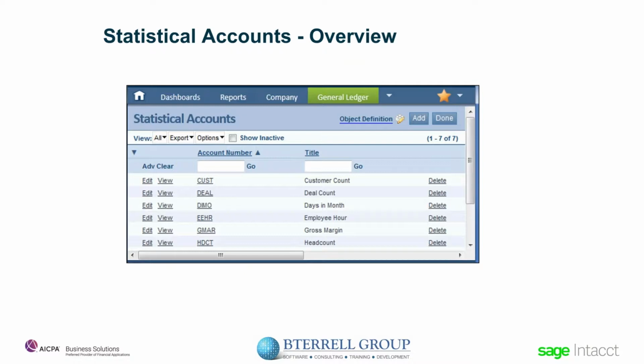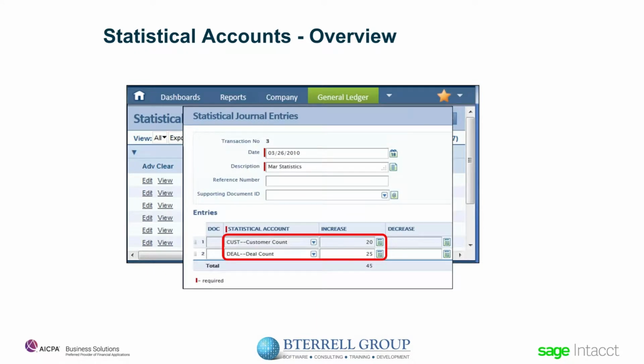Additionally, Intacct has a separate chart of statistical accounts. Examples might include things like head counts, days in the month, number of shares outstanding, customer counts, etc. And those transactions are also separately entered as statistical journal entries. Instead of debits and credits, we have increases or decreases. And of course, the dimensional aspects are also fully built in, so that we can incorporate those other dimensions when we record statistical journal entries.